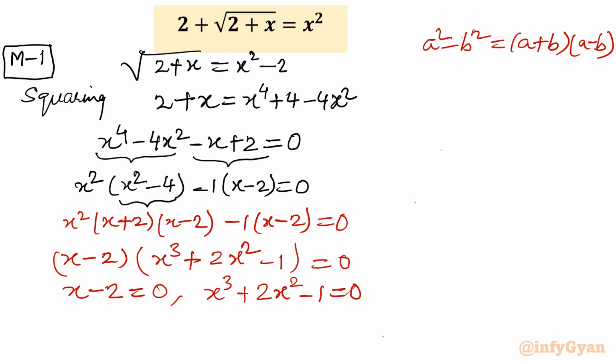So now the solutions. First, if x minus 2 equals 0, then we get x equal to 2. Now I am going to solve this cubic equation x cubed plus 2x squared minus 1 equal to 0.